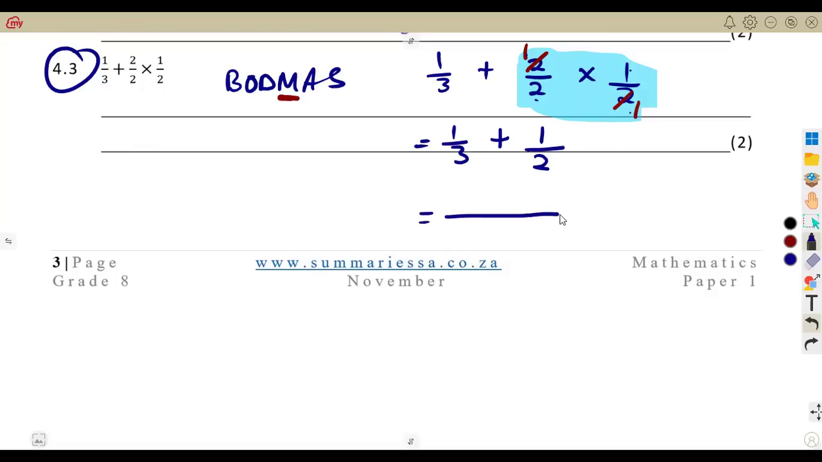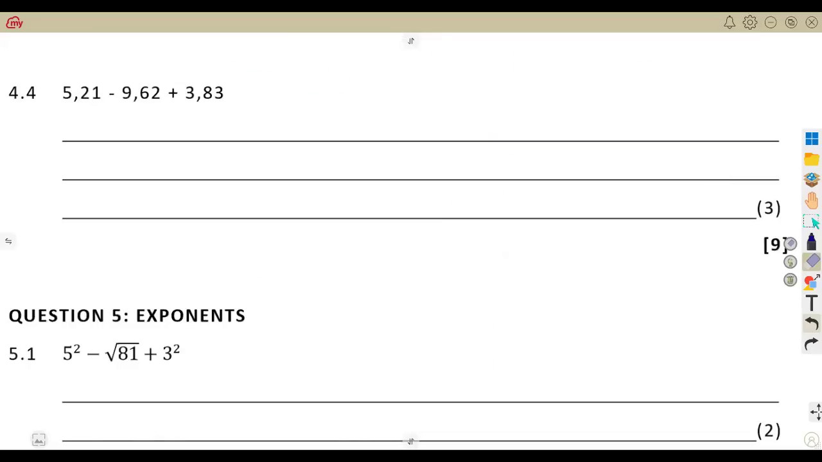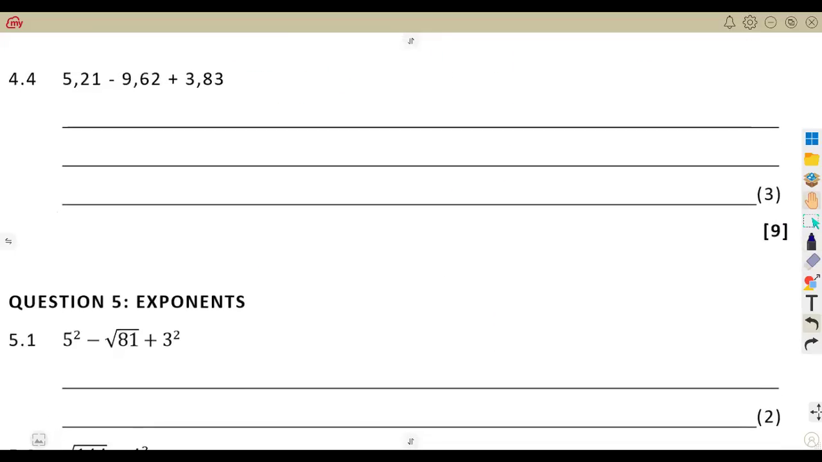Or you can find the LCM or the LCD of 3 and 2. 3 times 2, that's 6. We divide. 6 divided by 3, sorry, that's a 2. Then 2 times 1, which is a 2, plus 6 divided by this 2, that's a 3. Then that 3, you multiply it to this one, which is a 3. Then you can simply add 2 plus 3, which is 5 over 6. Or at that stage, you can simply use your calculator. I also want you to understand how to use your calculator in the simplification.